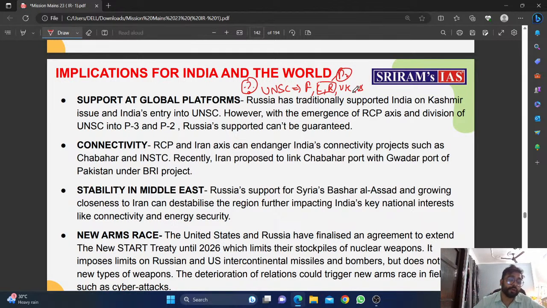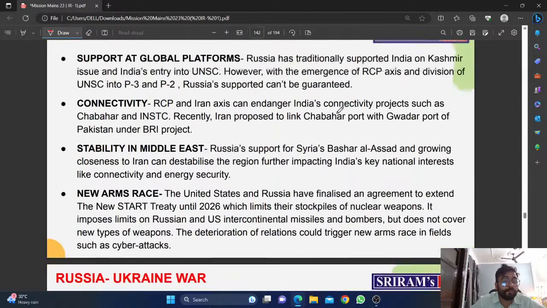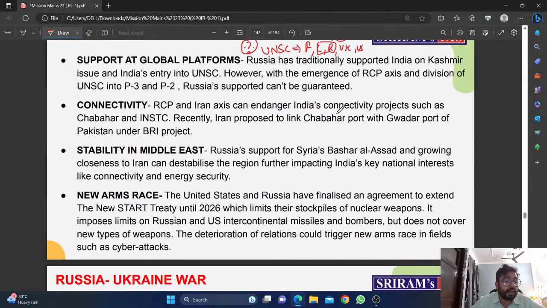And then guys, both the countries have withdrawn from their arms treaties, strategic treaties. They have finalized this agreement to extend the New START treaty. Under this New START treaty, they will limit their stockpiles of nuclear weapons.